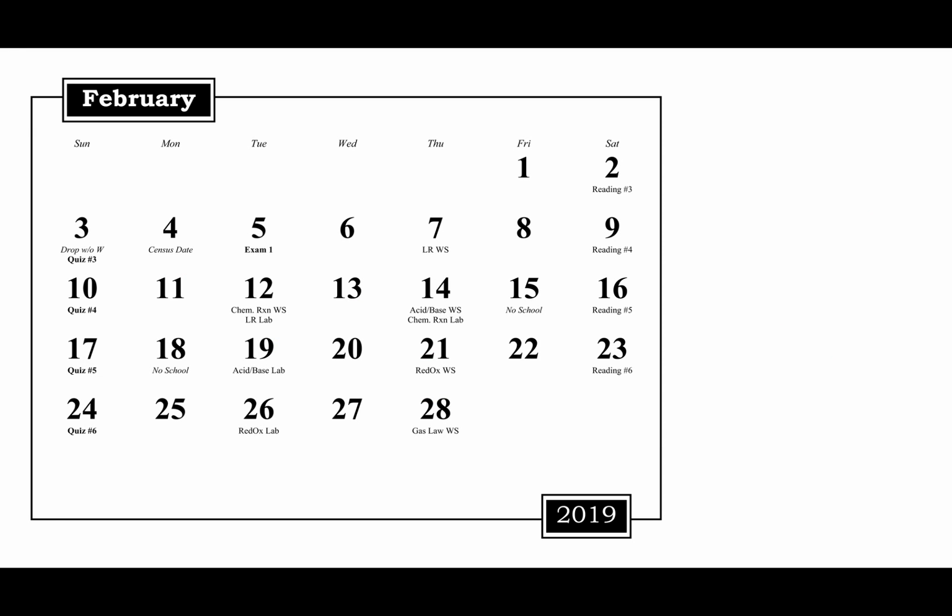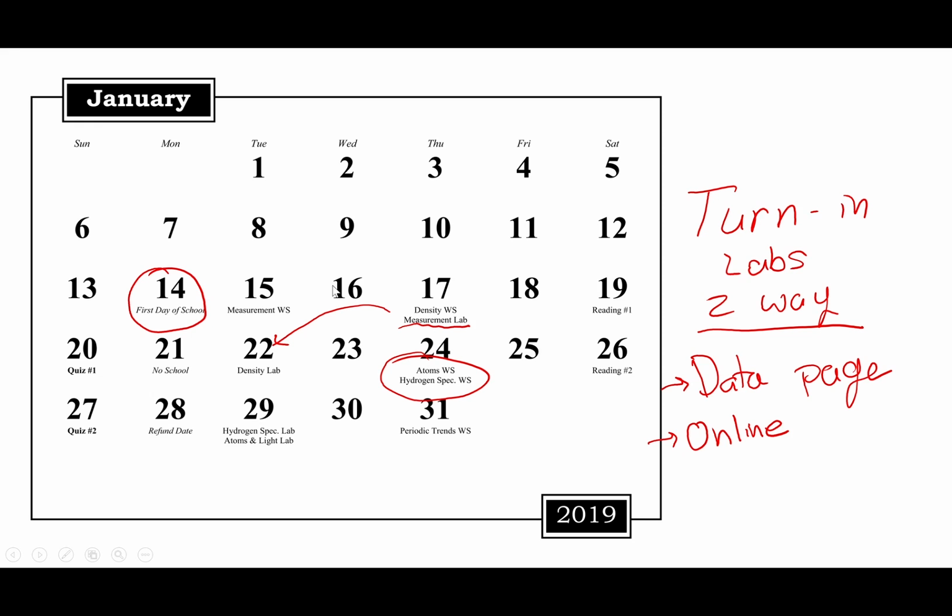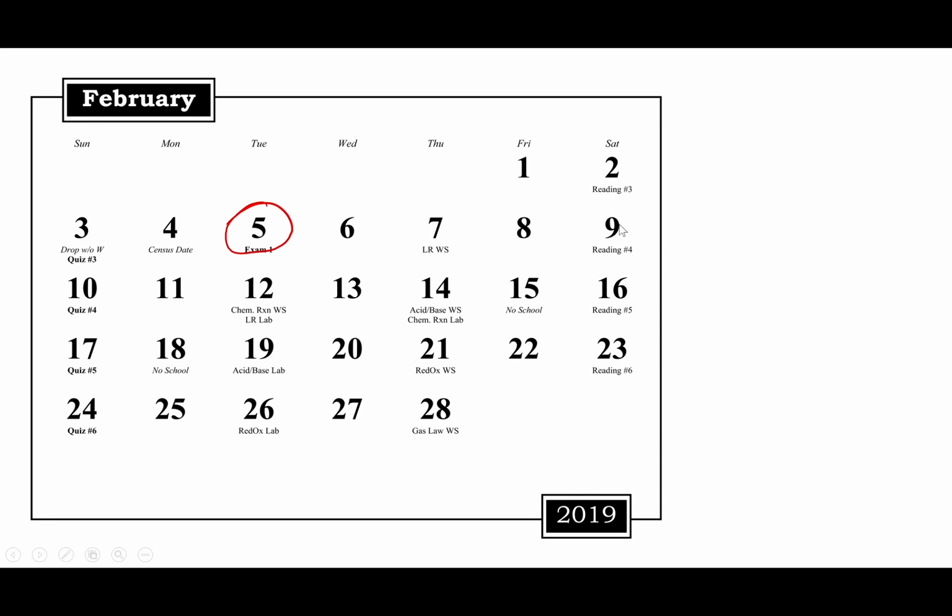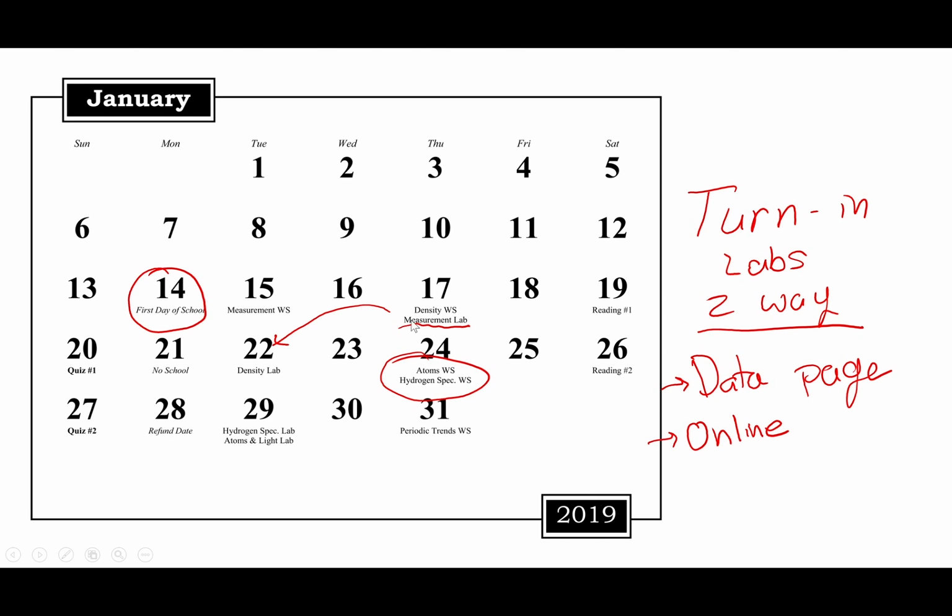You can see on February, we have our first exam, which is February 5th. The other thing you can see, as I mentioned before, are your quizzes and your reading. Your reading is due Saturday night, every Saturday night. So every Saturday night, you should have completed a reading assignment. All of the reading assignments for exam 1 are already up.